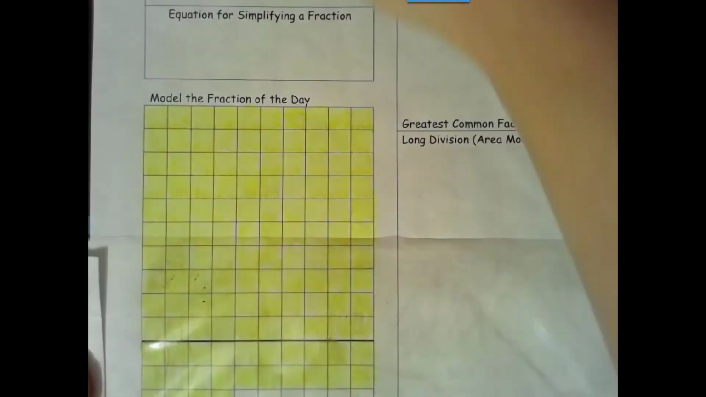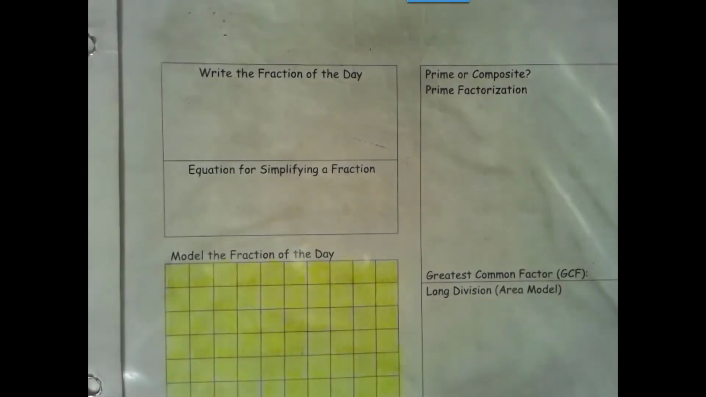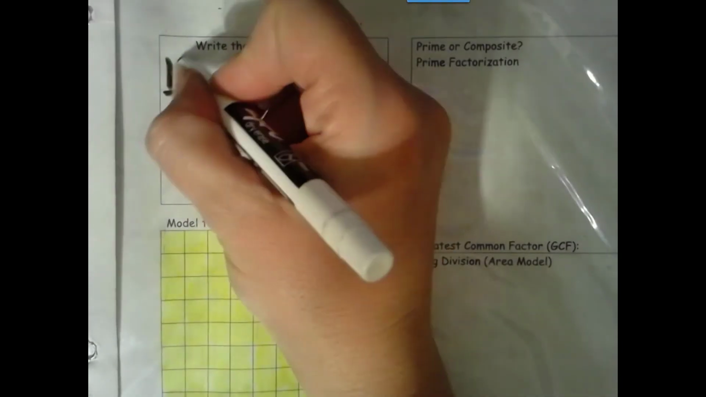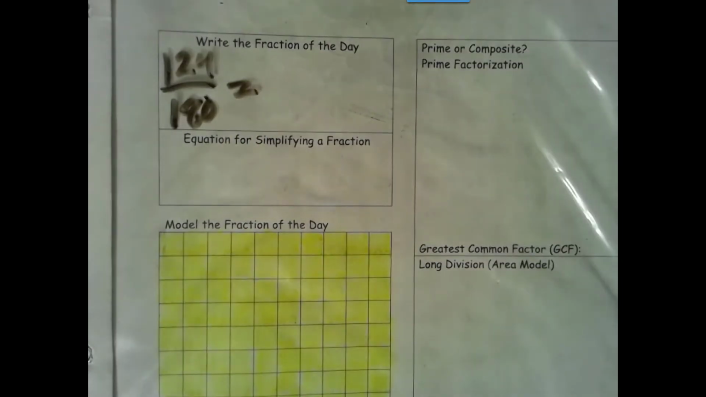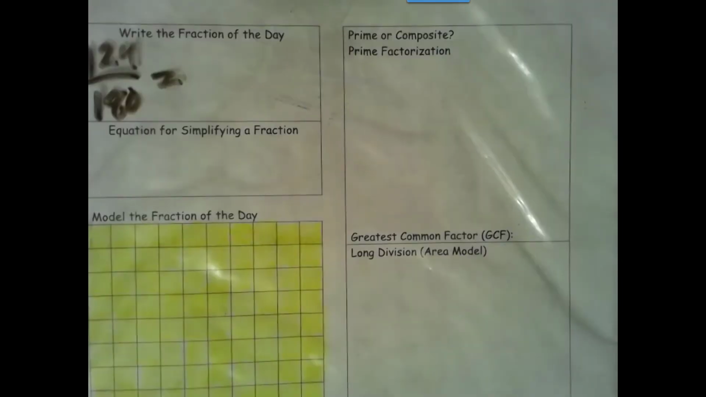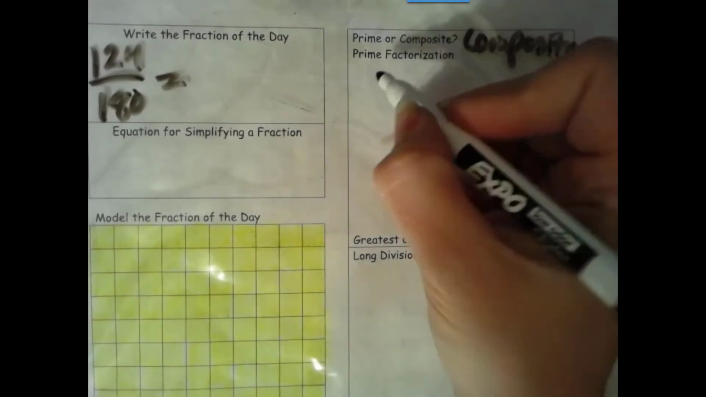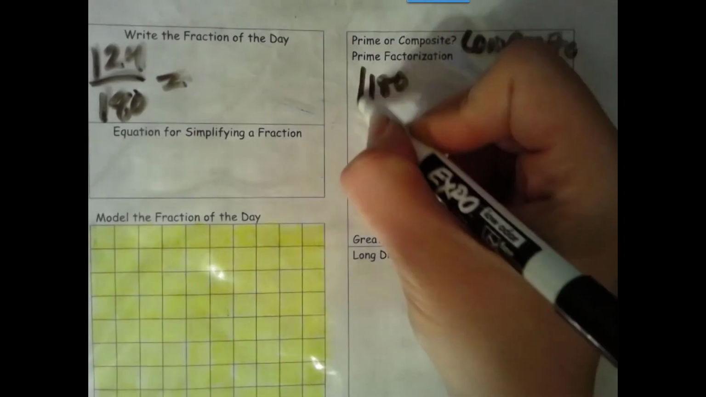All right, let's go ahead and get down our beginning fraction. We have a total of 180 school days, and we are on day 124. We have to think if that numerator 124 is prime or composite. Well, it's even, and the only even number that's prime is the number 2, so it has to be composite. That means we're going to do our prime factorization of both our denominator and our numerator.